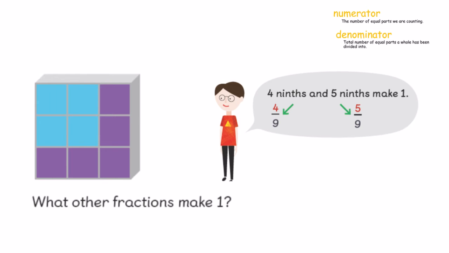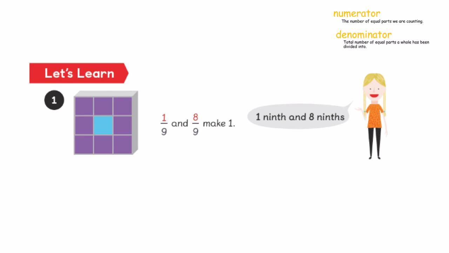Using the same square that's been divided into 9 equal parts, are there any other fractions that we could put together to make 1? We've already found that 4/9 and 5/9 make 1. Are there any other fractions that make 1? Pause the video and have a think. Let's have a look at some of the fractions that our friends from Maths No Problem found.